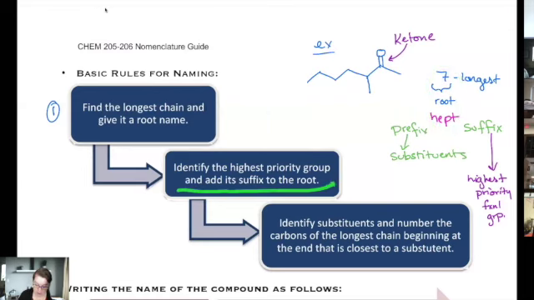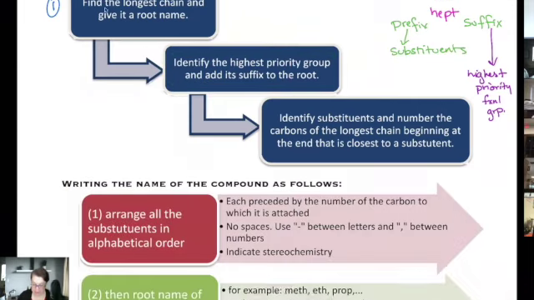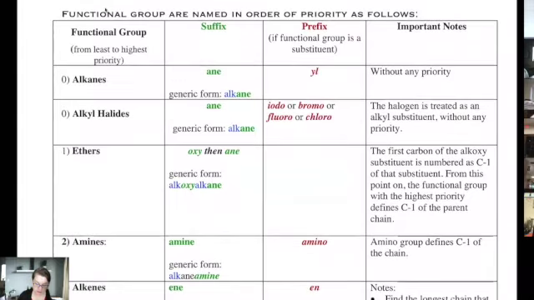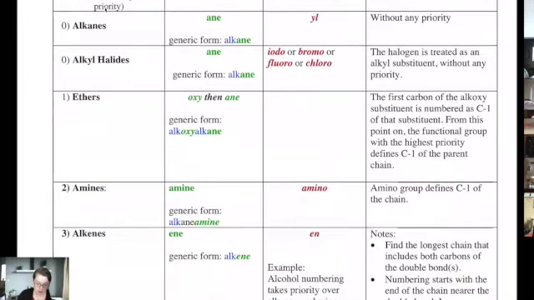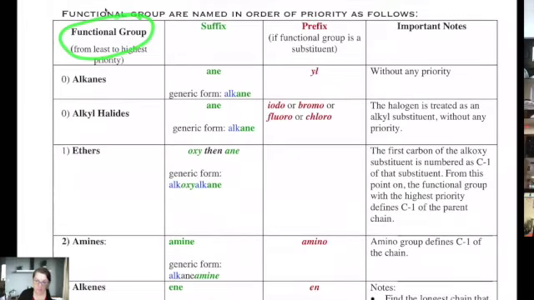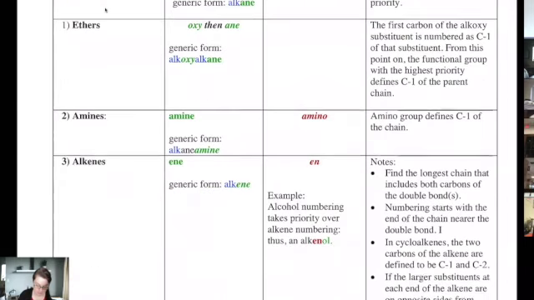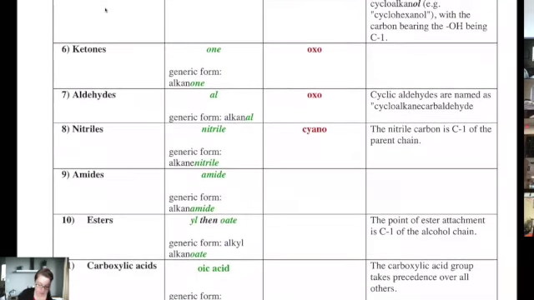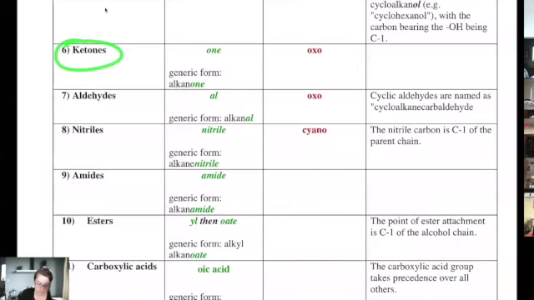Identify the highest priority group and add its suffix to the root. So we're going to need to go down here and look at our functional groups. So I'm looking under functional groups. I'm going to look for my ketone. Look for my ketone. Ketone right here. Okay. So the suffix that it's going to give me is one, O-N-E.